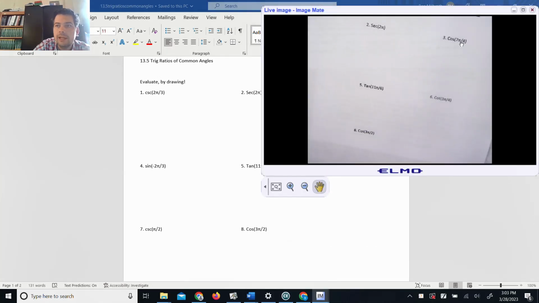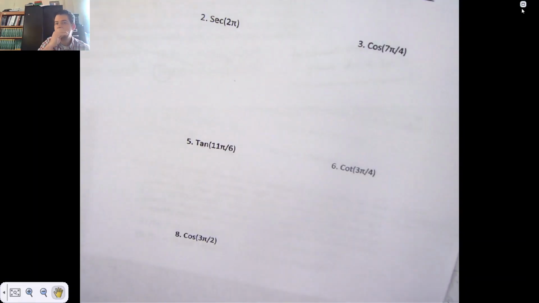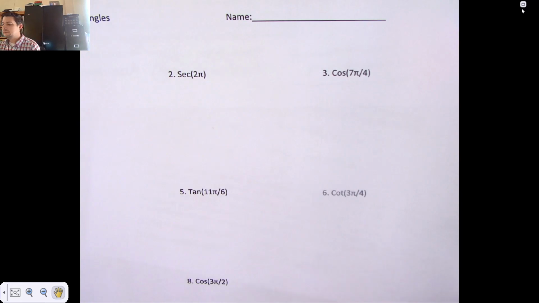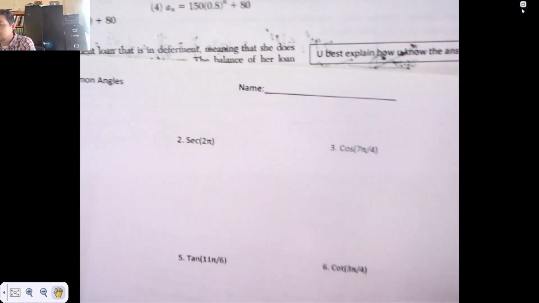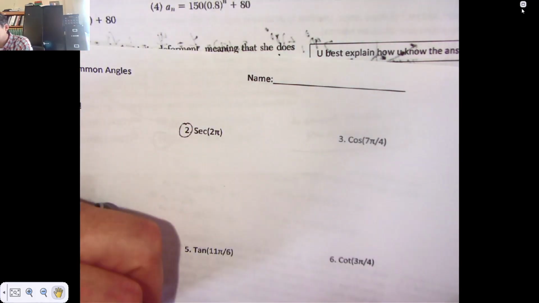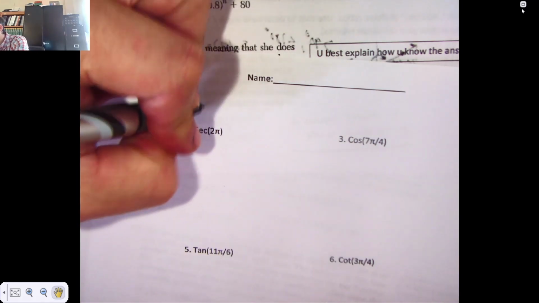Let's see here. We got 13.5, trig ratios of common angles. And I hadn't underlined a single thing on here. You're supposed to do these by drawing. So number 2 looks kind of interesting. 2 pi, if you do your little formula or whatever, if you memorize, however you do it.